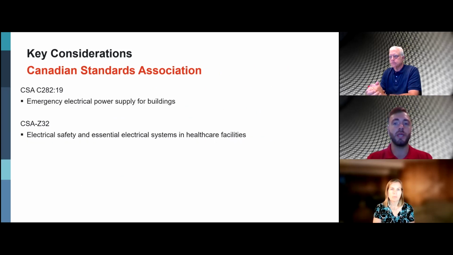Before we move on to testing and maintenance, I will discuss quickly CSA, as I mentioned it before. With emergency power supply systems and their association with CSA, there are two major things to consider when looking into a healthcare application in Canada, and that is CSA C282-19, which deals with emergency electrical supply for buildings, and lastly CSA Z32, which deals with the safety and essential electrical systems as they pertain to healthcare facilities. So just keep those in mind if you're looking at applications north of the US.